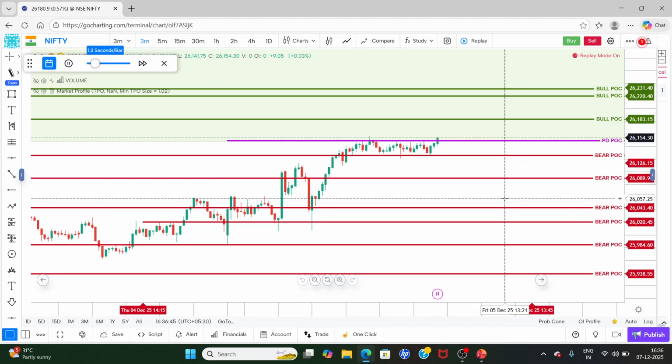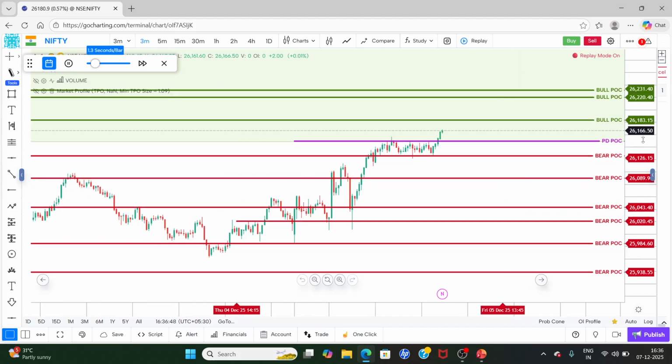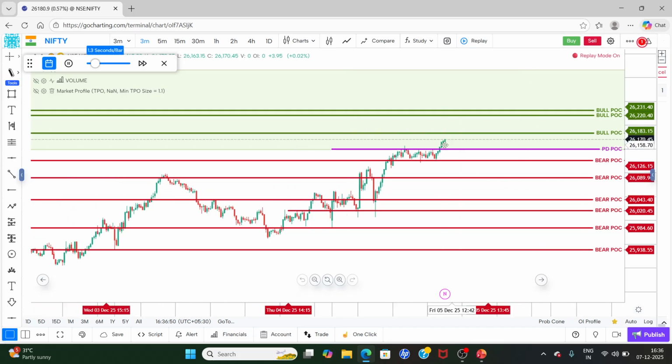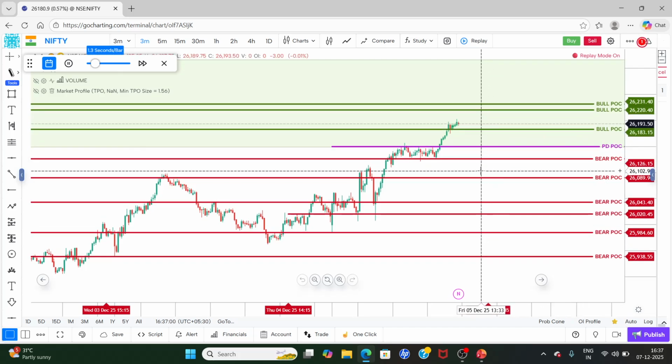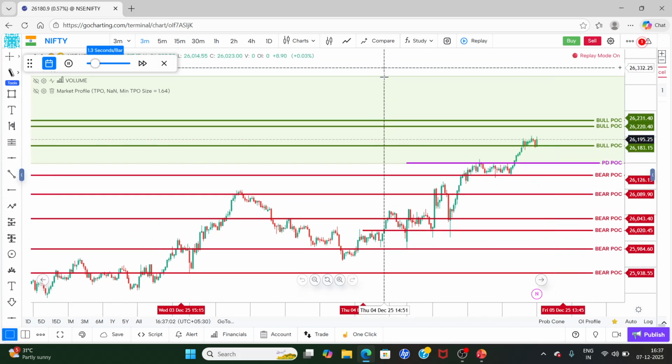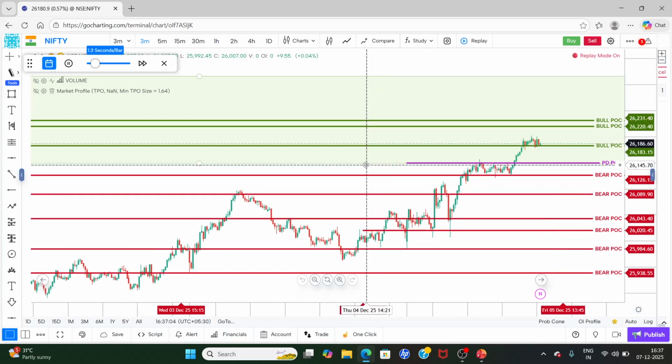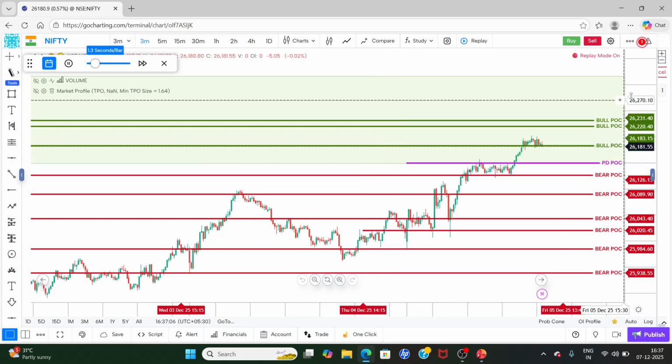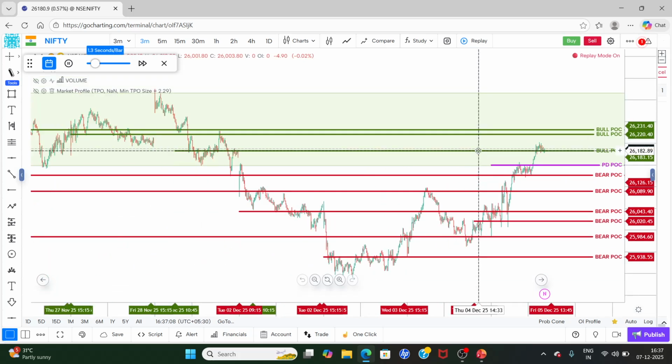So for the next day, I've marked a level over here. You can see in this, this POC is also being tested. So it is behaving in a very good manner. That was a good trade for us. And this is the area where it behaved in a somewhat range structure. So I've marked that for the next day.